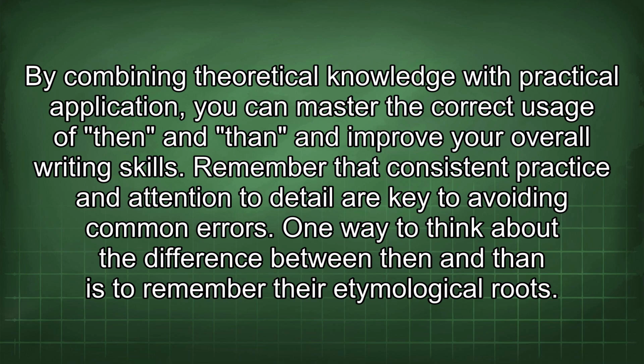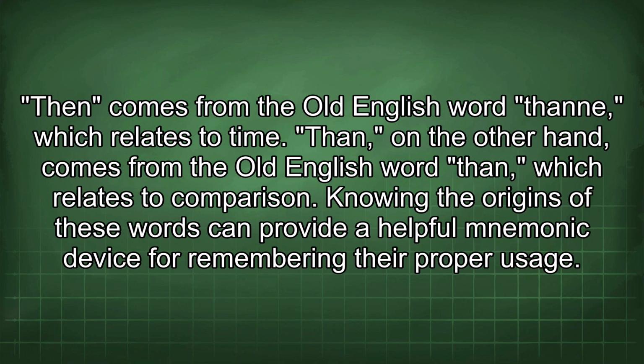One way to think about the difference between then and than is to remember their etymological roots. Then comes from the Old English word thanne, which relates to time. Than, on the other hand, comes from the Old English word thanne, which relates to comparison. Knowing the origins of these words can provide a helpful mnemonic device for remembering their proper usage.